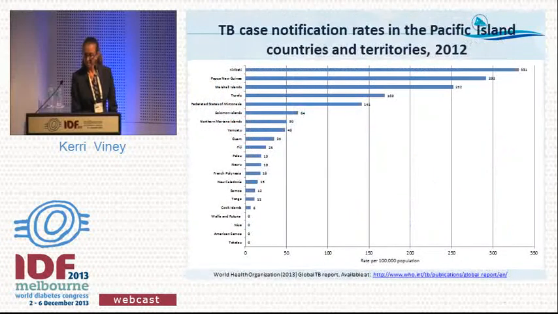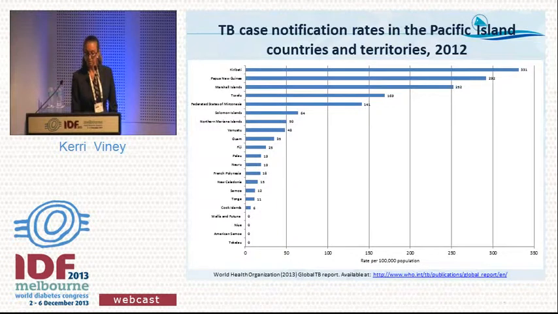If we look at TB, this figure presents on the horizontal axis the rate of TB per 100,000 population, and on the vertical axis are the countries in the Pacific. So you can see that rates of TB vary enormously. There are very high rates in the top 5 countries on that slide, and most of the other countries record a rate that's below 50 per 100,000.